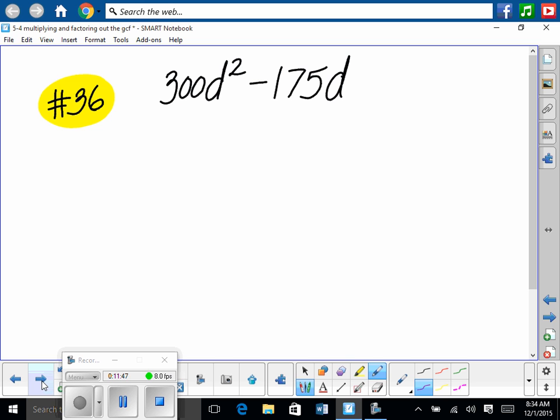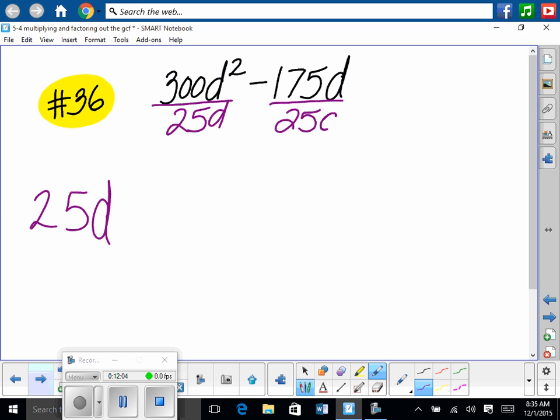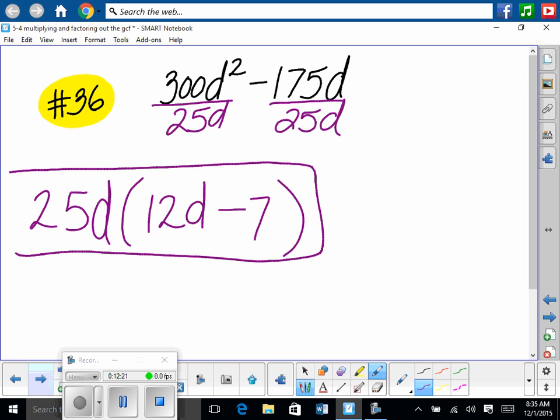Okay, this one. 300d squared minus 175d. Okay, there is a 25 in common. Very good. And what else? A d. So divide each term by what you pulled out, 25d. So 300. Okay, yep, you're right. In our first term, we have a 12d. And then in our second term, yep, very good, a negative 7. The d's divide out and are gone. So we'd be here. Good. Okay, looking good out there.